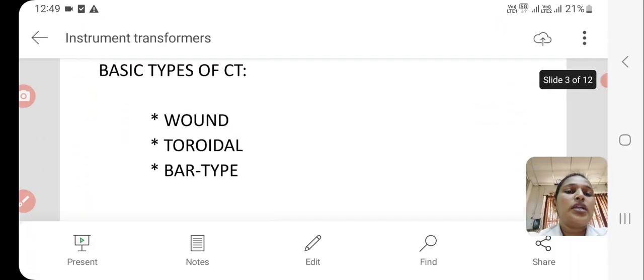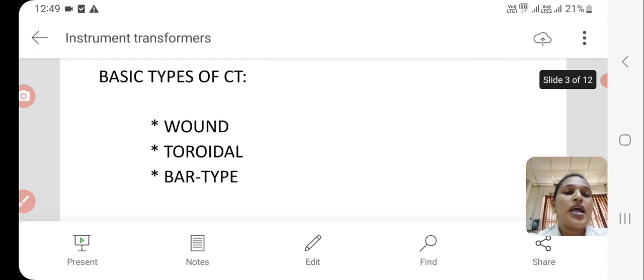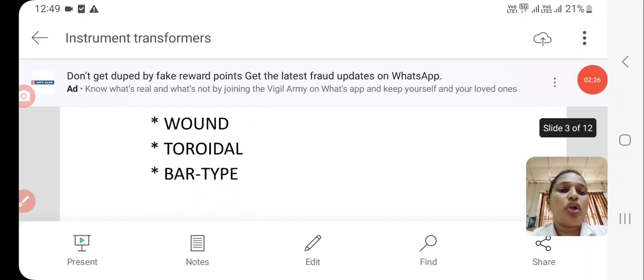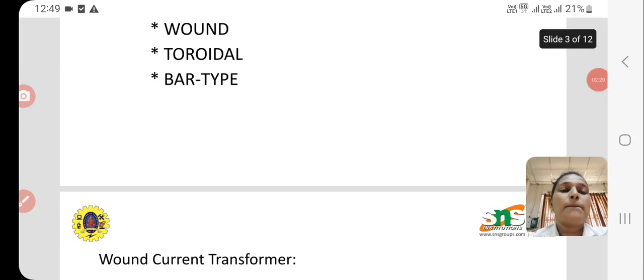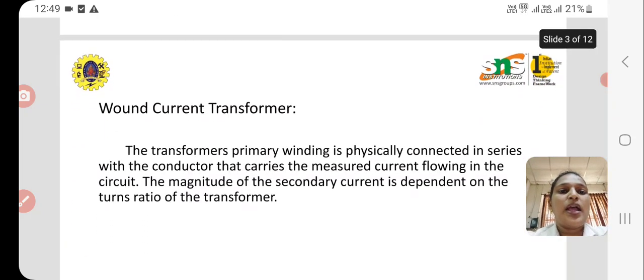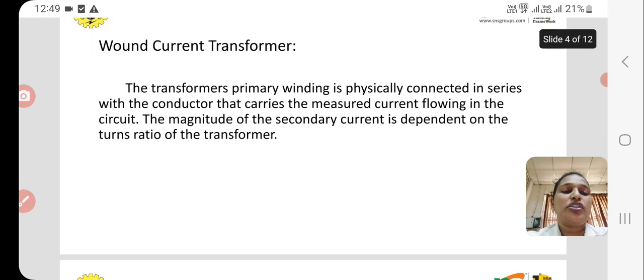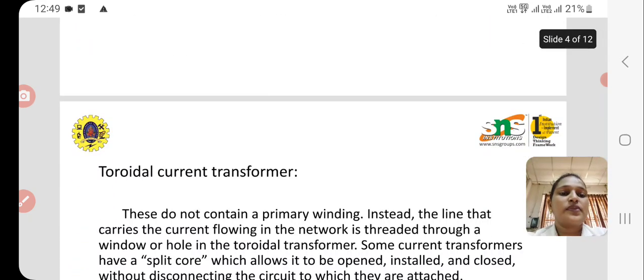There are basic types of current transformers based on their construction: wound type, toroidal type, and bar type current transformers. In wound type current transformers, the transformer's primary winding is physically connected in series with the conductor that carries the measured current flowing in the circuit. The magnitude of the secondary current depends on the turns ratio of the transformer.